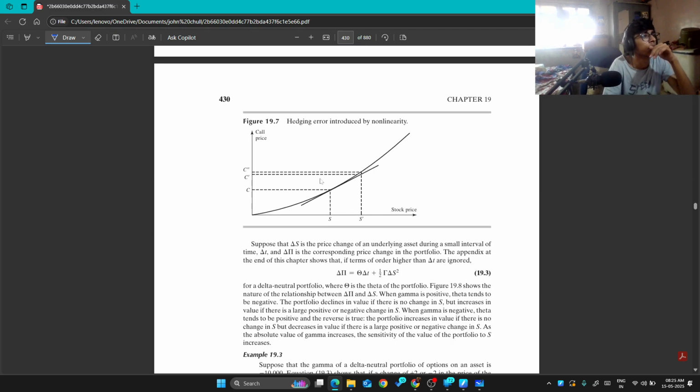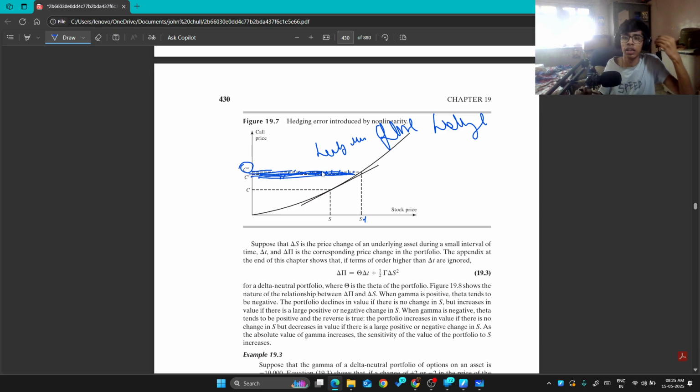So here you can see this is called hedging error, where the stock price and call price change with respect to delta, but the call price is also changing with respect to second order, and this is called the hedging error. Let me tell you, gamma hedging helps us to neutralize this error.